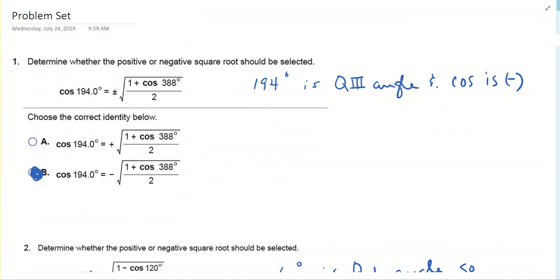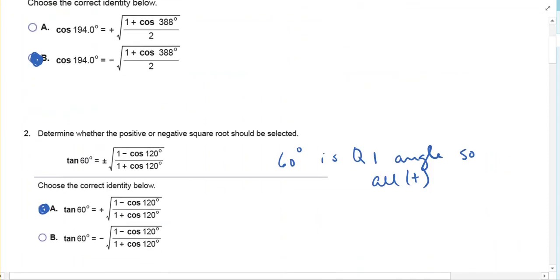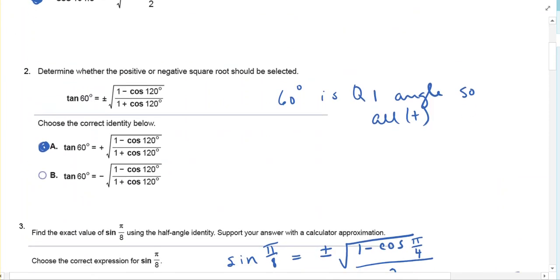So this says determine whether the positive or negative square root should be selected. Because remember, whenever we take the square root, it's either or. Well, cosine of 194 degrees. 194 is in quadrant 3, so cosine is negative. So you would choose this one down here. Tan of 60. 60 is a quadrant 1 angle, so everything's positive. So you would choose this one. See, we're looking for that little sign there.